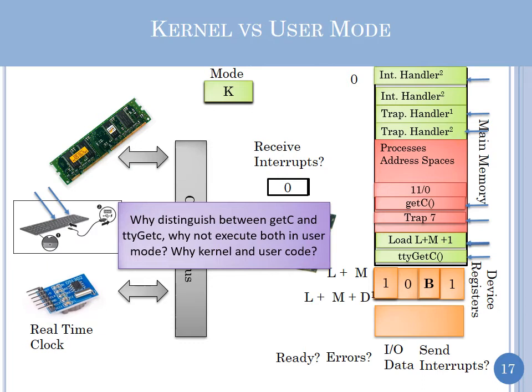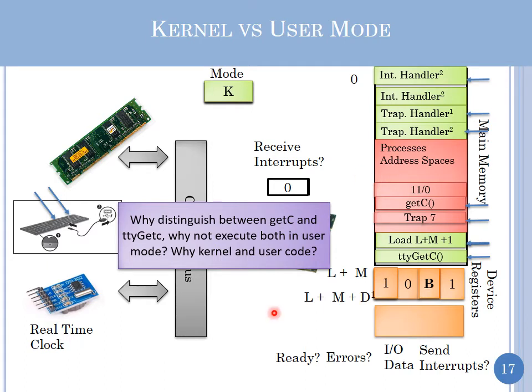Notice that I have getC and TTY getC. getC was executed in user mode. That's also provided by the OS, by the kernel, but it exists in user mode so that you can transfer control to it. And then you have TTY getC, which is executed in kernel mode. So why distinguish between getC and TTY getC? Why have this proxy call, the stub call getC that calls TTY getC? Why not just have one routine, why not just have one mode? Why do we have kernel and user mode?